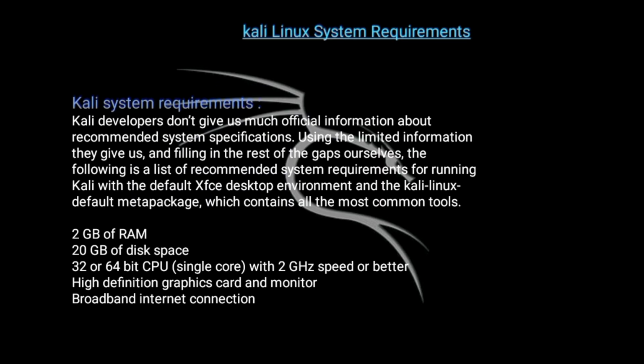Kali Linux system requirements. Kali developers don't give us much official information about recommended system specifications, so we are using the limited information they give us and filling in the rest of the gaps ourselves. The following is a list of recommended system requirements for running Kali with the default desktop environment and Kali Linux default meta packages, which contain all the most common tools. 2 GB of RAM, 20 GB of disk space, 32 or 64-bit CPU with 2 GHz speed or better, high definition graphics and monitor, broadband internet connection.